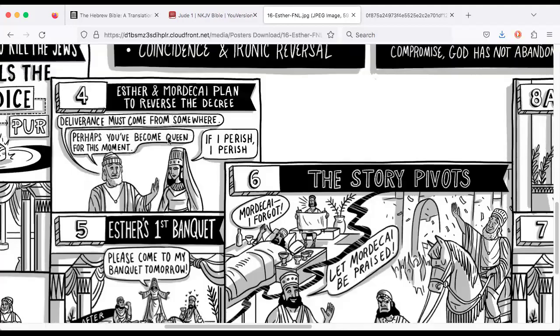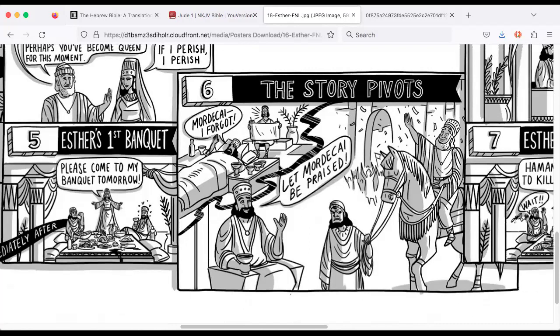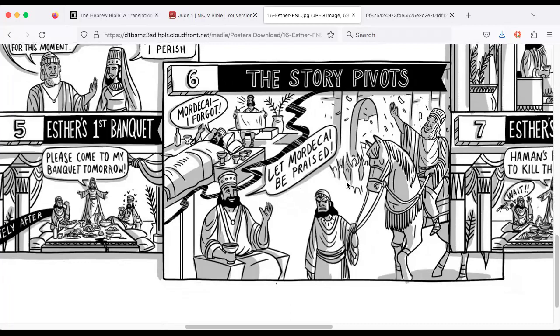And he's like, oh yeah, I forgot, did I ever do anything for that guy? And they're like, no. So he goes, you know what? Let's have him paraded out on a horse, and everybody's got to honor him. So the person he gets to parade him around on the horse is Haman, which is comedy, right? Haman's got to actually parade the guy that he wants to kill around on a horse.